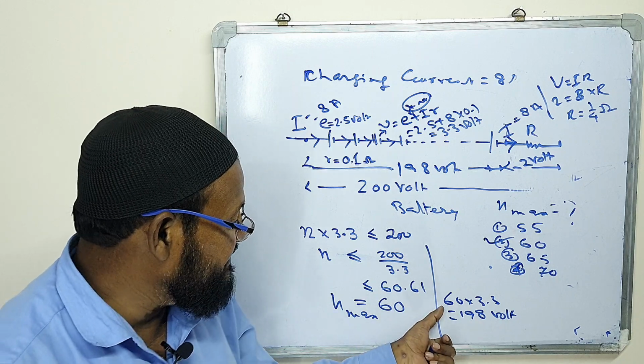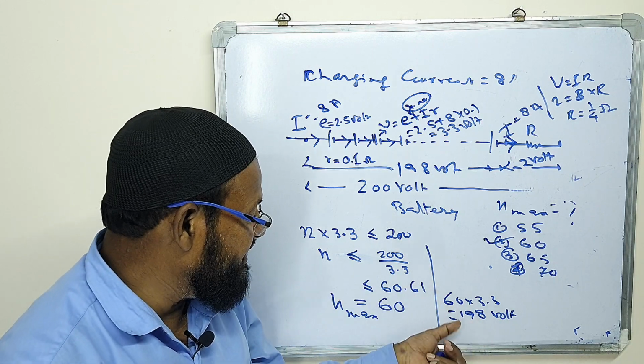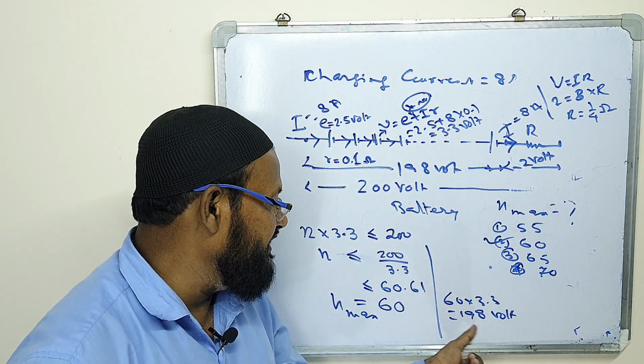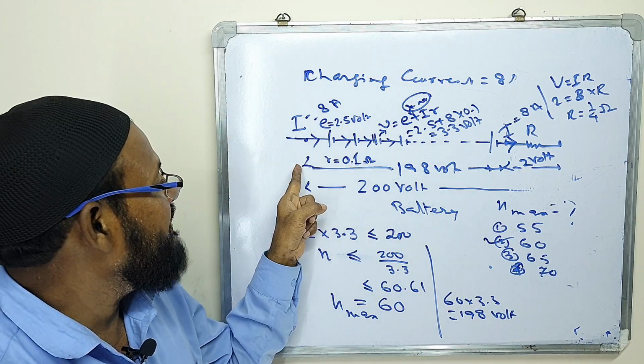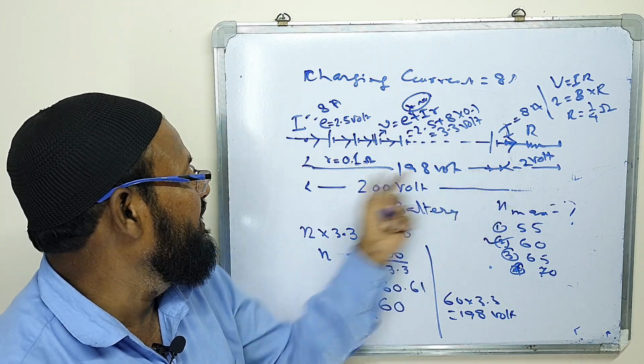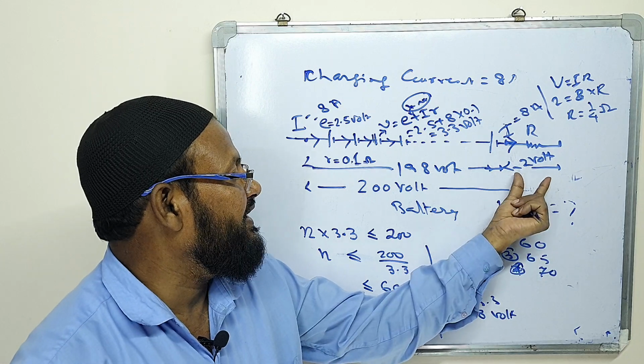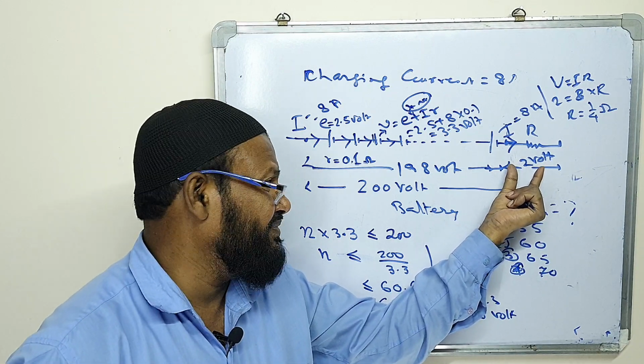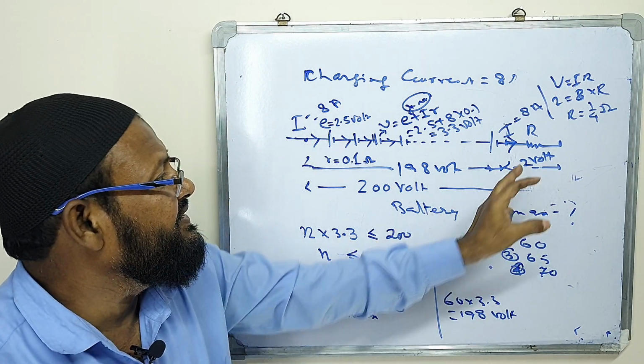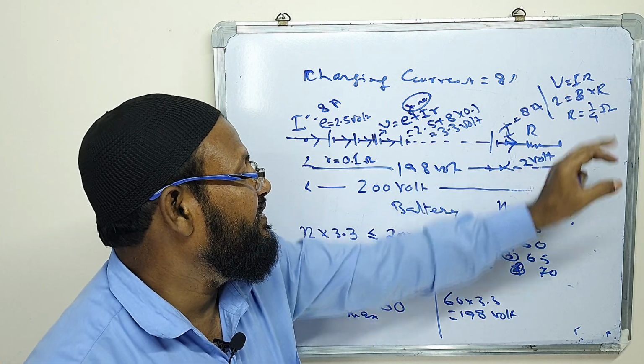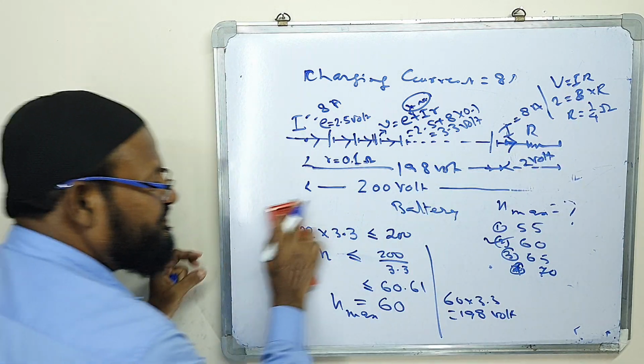And when 60 cells are charged, what is the voltage? 60 times 3.3 is 198 volt. Therefore, here to here is 198 volt. Total is 200, so this part is only 2 volt. And this is equal to IR. So R equals 1 by 4 ohm, that is 0.25 ohm. Okay?